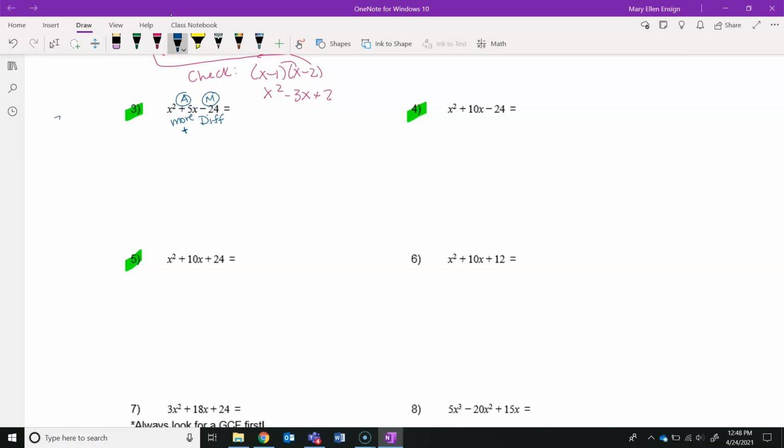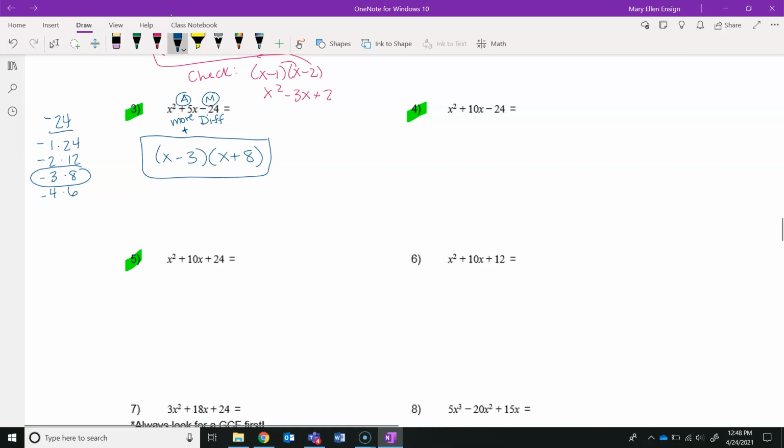Okay, if I think about 24, 1 and 24, 2 and 12, 3 and 8, 4 and 6. More positives, so to make it negative, the smaller number in each case is going to be negative. Here are my 2, so I get x minus 3 and x plus 8. Again, you can have it the other order, x plus 8 times x minus 3, as long as your 8 is the positive one and your 3 is the negative one.